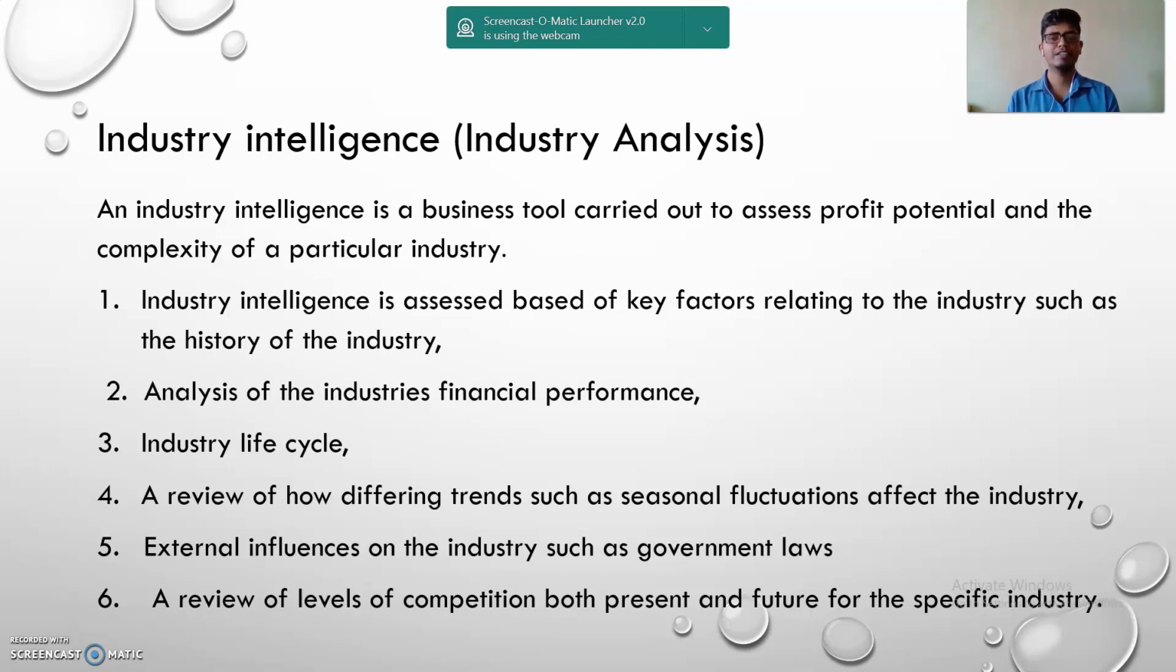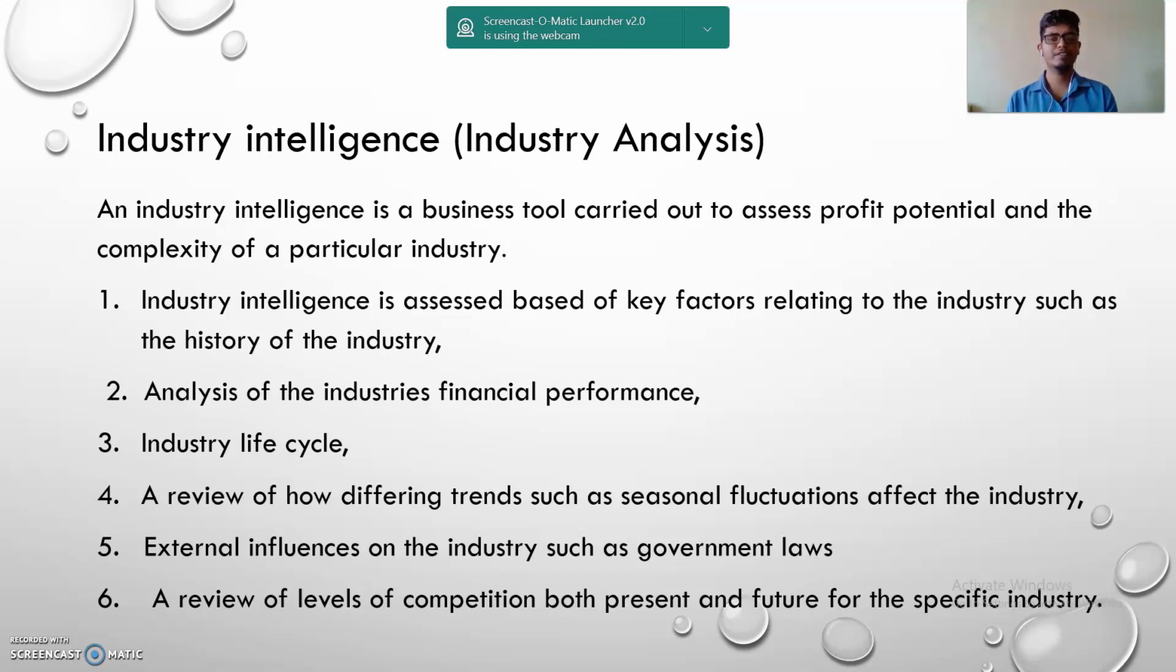Industry intelligence is a business tool carried out to assess the profit potential and the complexity of a particular industry. Analysis of the profit potential, that is the capacity to earn profit, and the complexity of the particular industry, how complex it is. Okay, so these are all the aspects we are going to study under this.